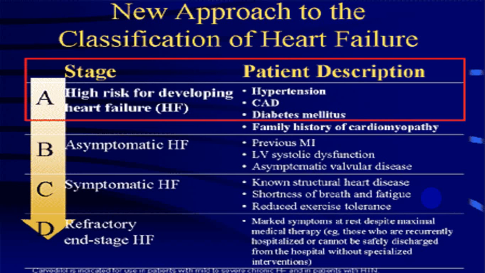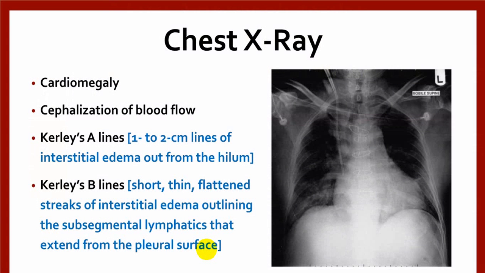And you can classify according to the ACC classification, that is ABCD: A for high risk groups, B for asymptomatic heart failure, C for symptomatic heart failure, and D for refractory failures. So you can put them into those particular groups.